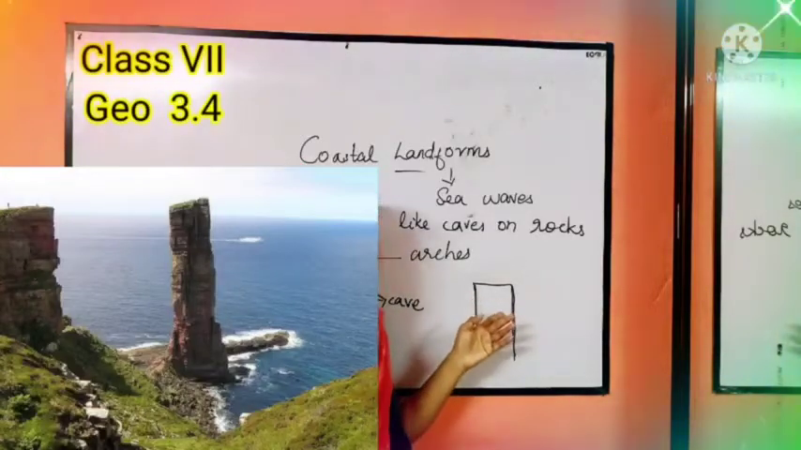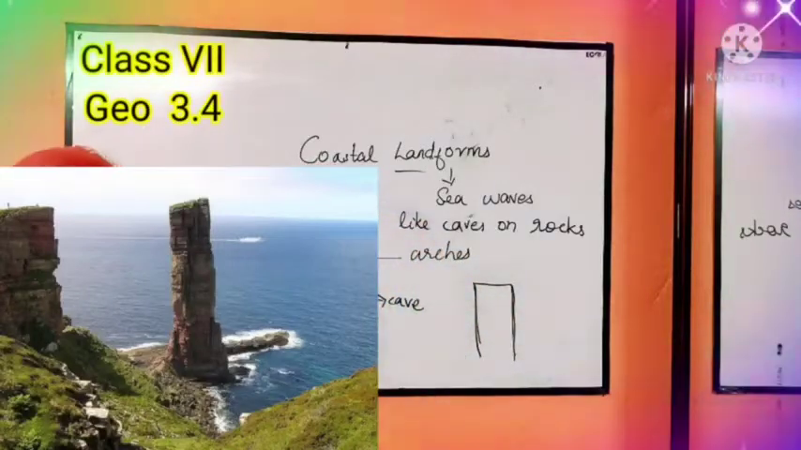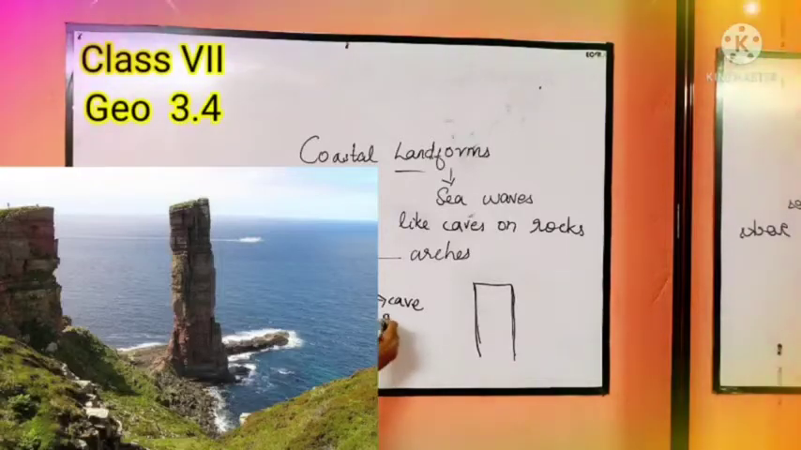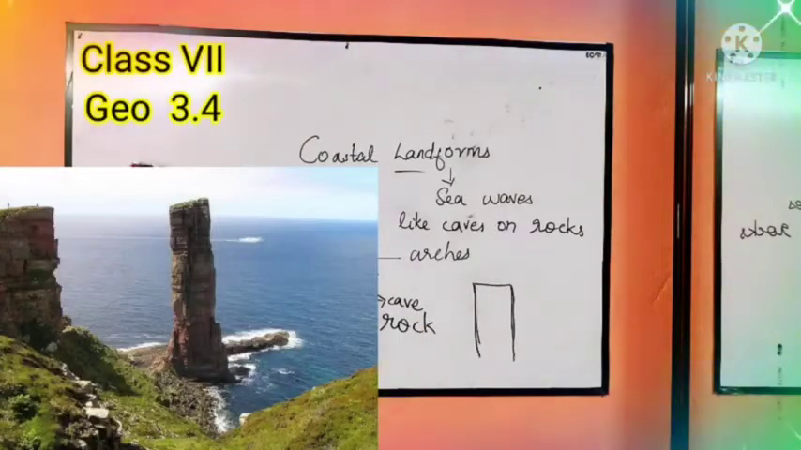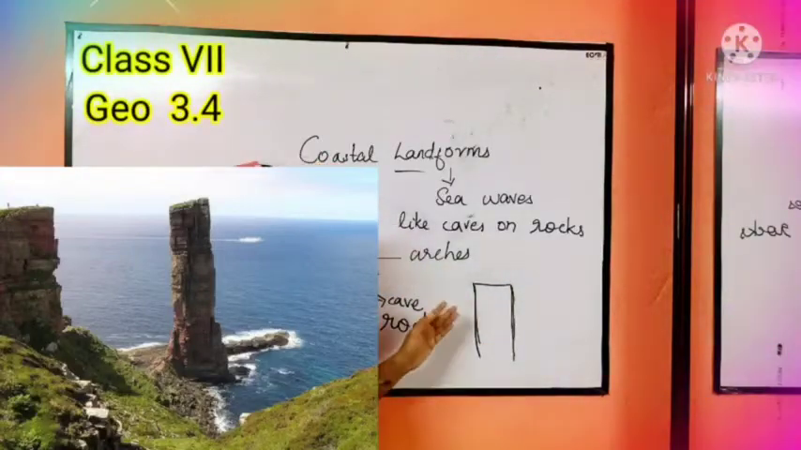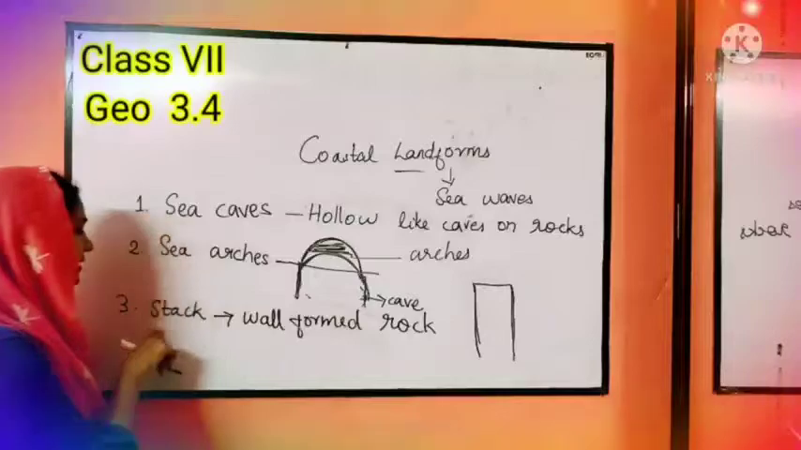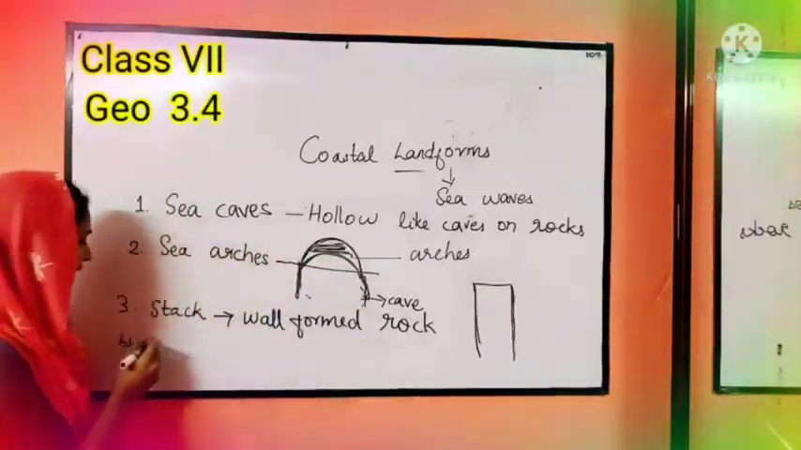This type of rock which is similar to a wall is known as a stack. It is a wall-shaped rock. Okay, students, it will be like a wall. When the top part is removed from the arches, it will stand like this, like a wall. And this wall is known as a stack. Okay, students. And the last one is sea cliff.